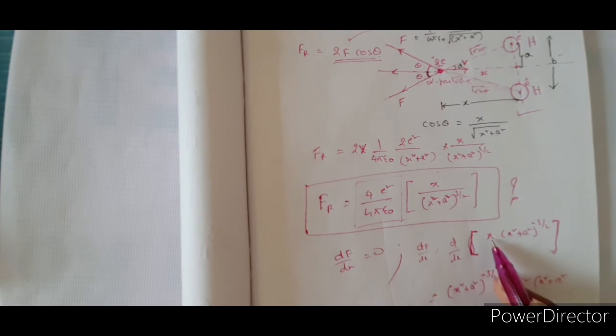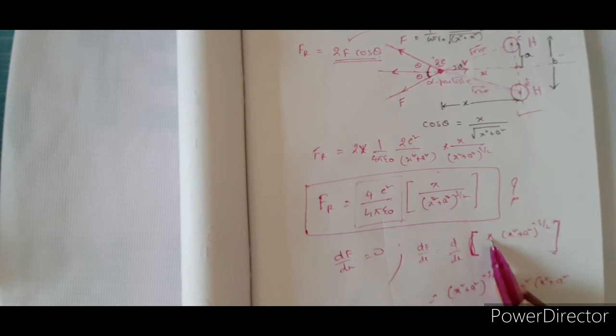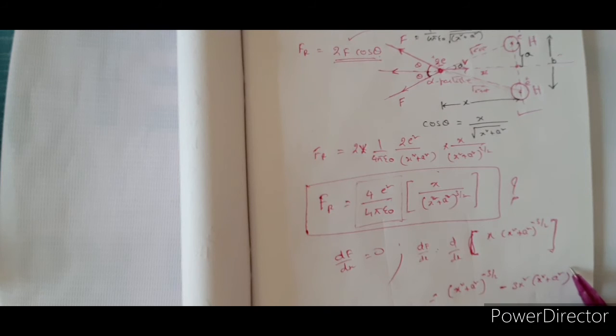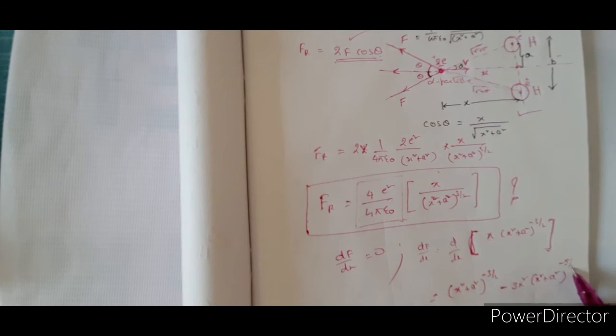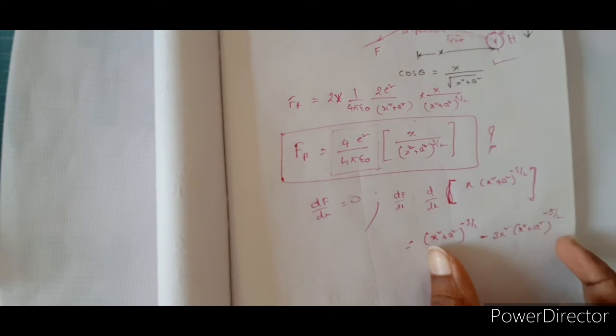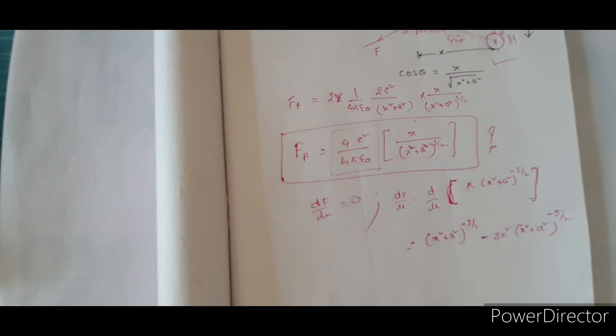Did you get this one? It is x into, here you will be getting minus 3 by 2 into the differential of this, multiplied by 2x. That x and x is x square. 2 and 3 by 2 will get cancelled, and minus 3x square into (x square plus a square) whole power 3 by 2 minus 1, that is minus 5 by 2, on adding the powers. Right. So this is what you got after differentiation.